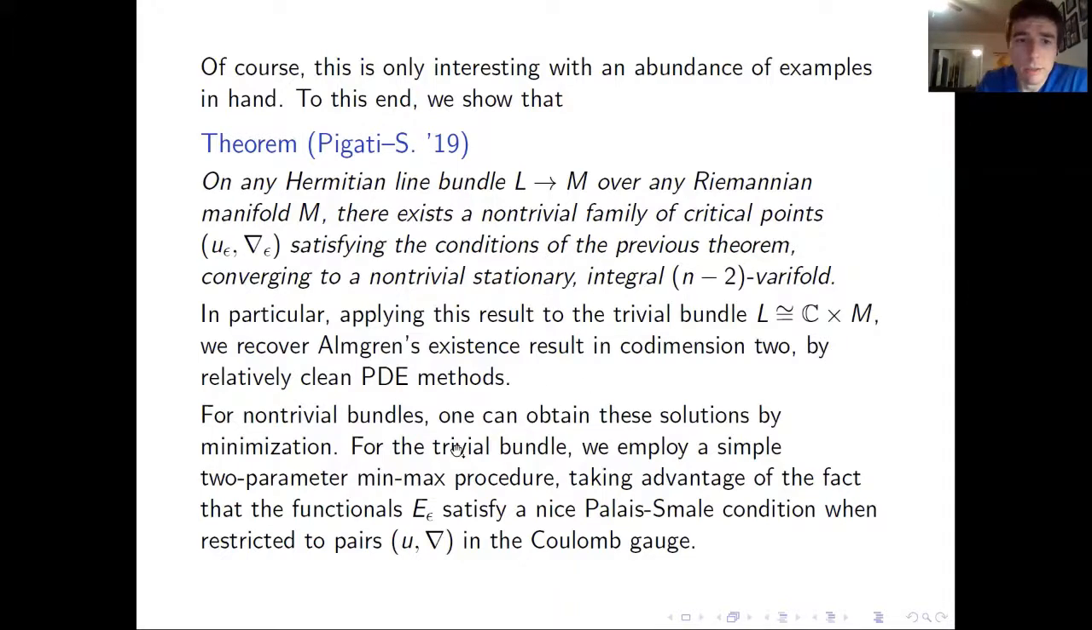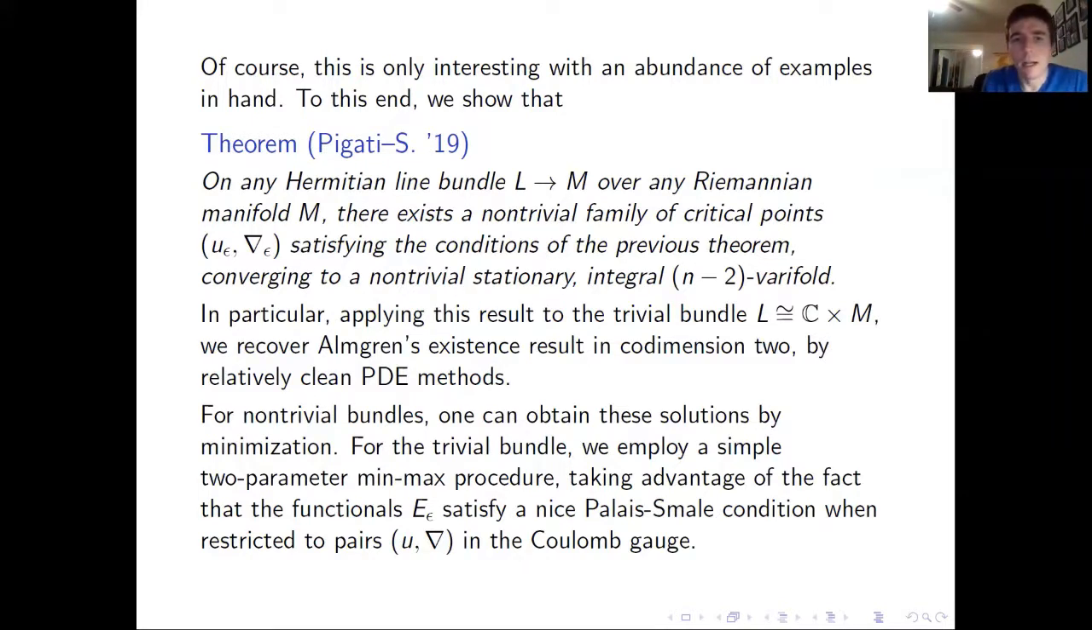For the trivial bundle, we use a 2-parameter min-max procedure, similar to what Da Rong and I looked at for the complex Ginzburg-Landau functionals. And we take advantage of the fact that these functionals E epsilon satisfy a nice Palais-Smale type condition after you account for the gauge invariance. So you have to do something called selecting a Coulomb gauge. It's a little technical work, but it's fairly straightforward once you look at it.